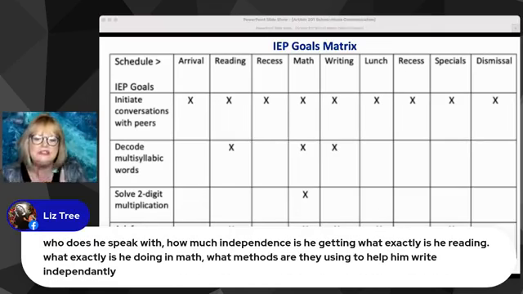So Liz was saying what she wants to know from the staff that works with her son is, who does he speak with? What independence is he getting? What exactly is he reading? What exactly is he doing in math? And what methods are they using to help him write independently? So those are great things, right? Because it's kind of like the nuts and bolts of, tell me really what's happening. And so this is a good list.